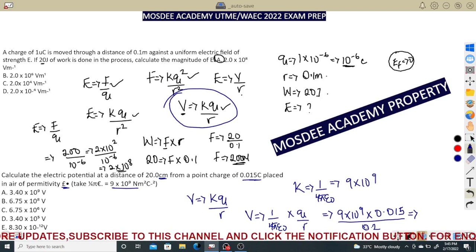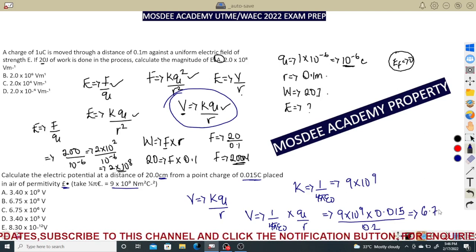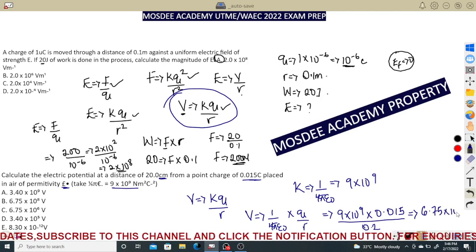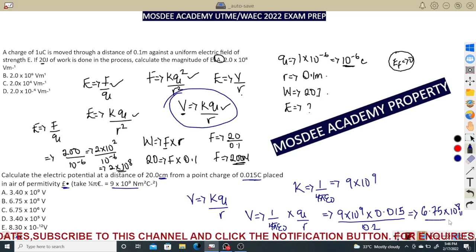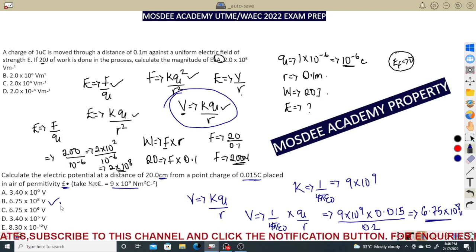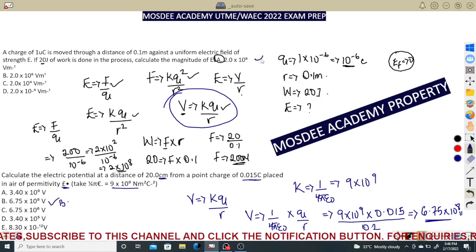675, then 1, 2, 3, 4, 5, 0. So 6.75 times 10 to the power 8. Is that what you have? After the 6, count the number of digits. So that is 6.75 times 10 to the power 8 volts, which is the right answer to this question, guys. The answer is this, and that is where we are going to be stopping for this section.